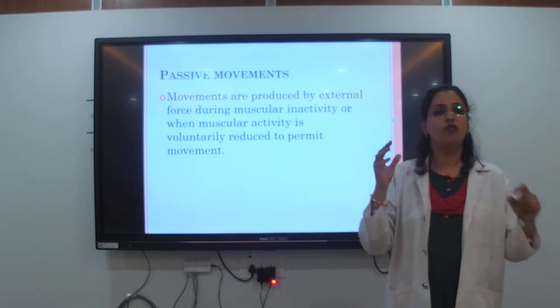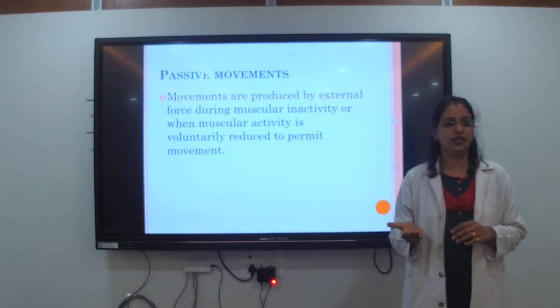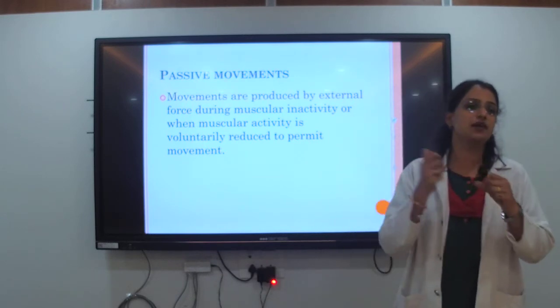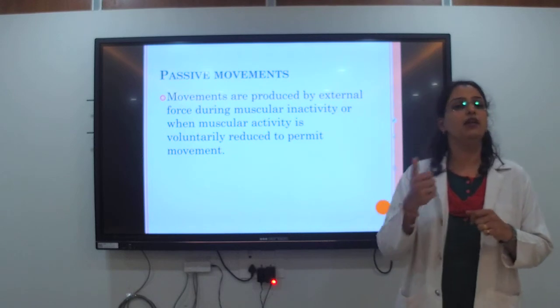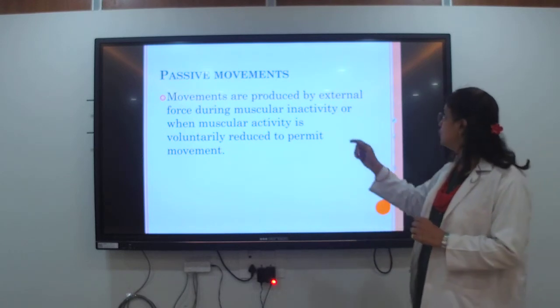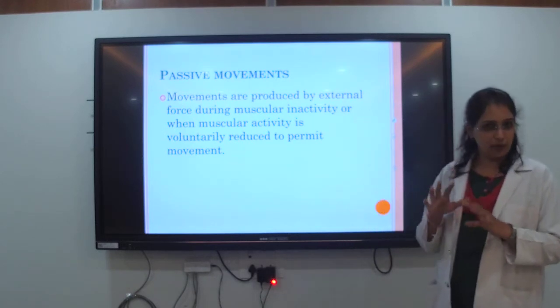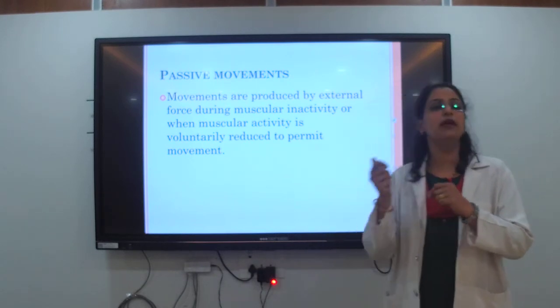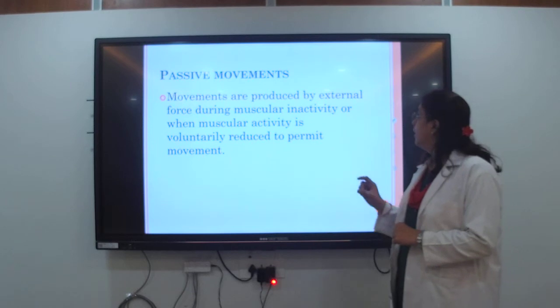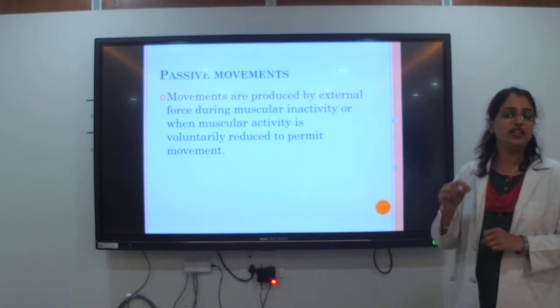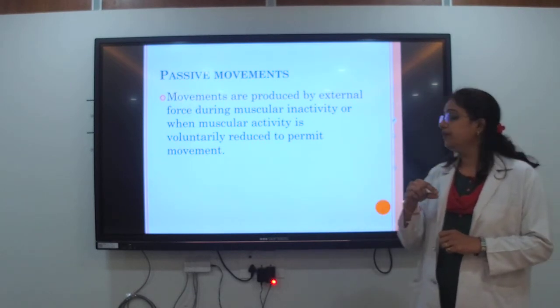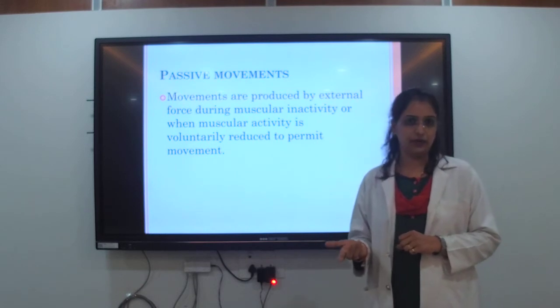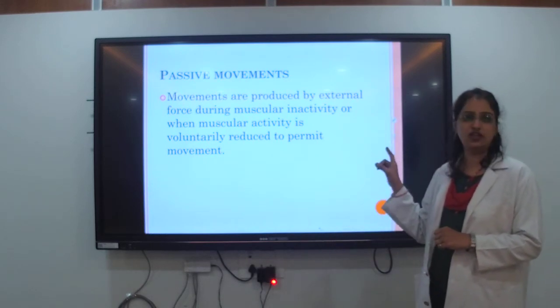So what we therapists do is, we give support to that part and we move that part. These movements are produced with the help of the physiotherapist by applying some external force when the patient is unable to perform the movement voluntarily. Okay, understood this definition?